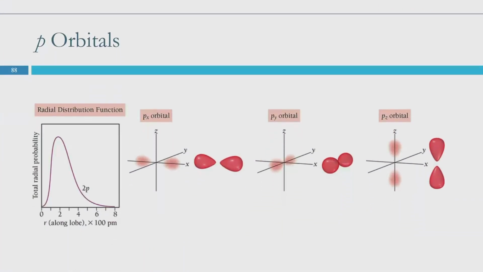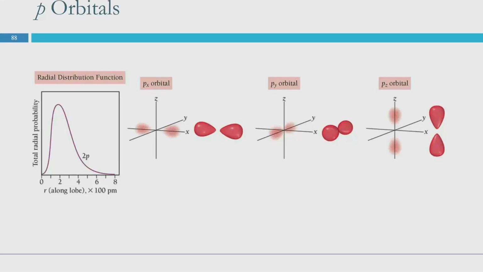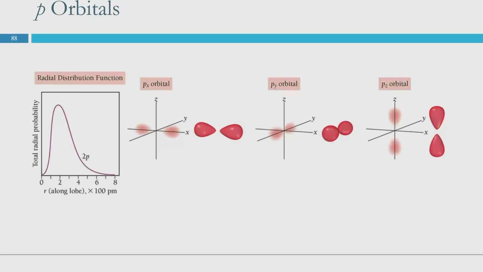Here's what our p orbitals look like, with our radial distribution function on the left side. Px is along the x-axis. Py is along the y-axis, here shown as the in and out axis. And Pz is along the z-axis, which is our up and down axis.